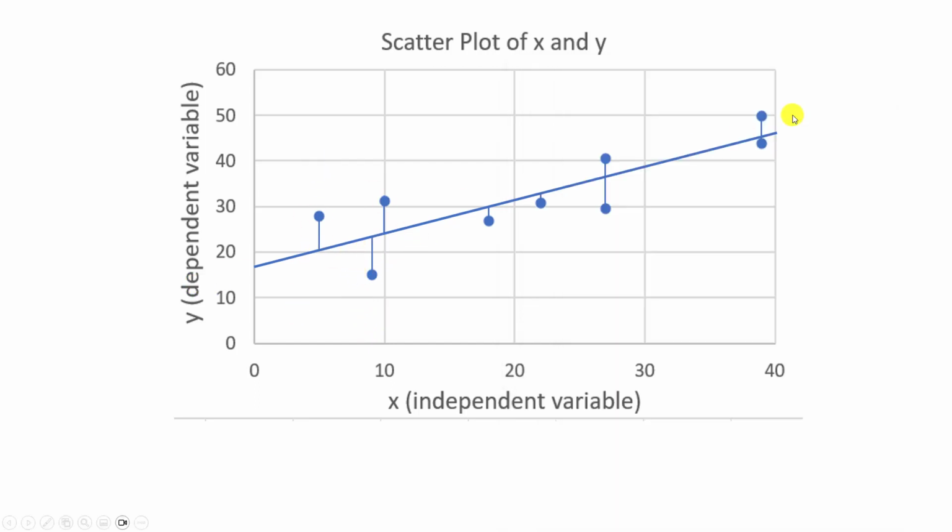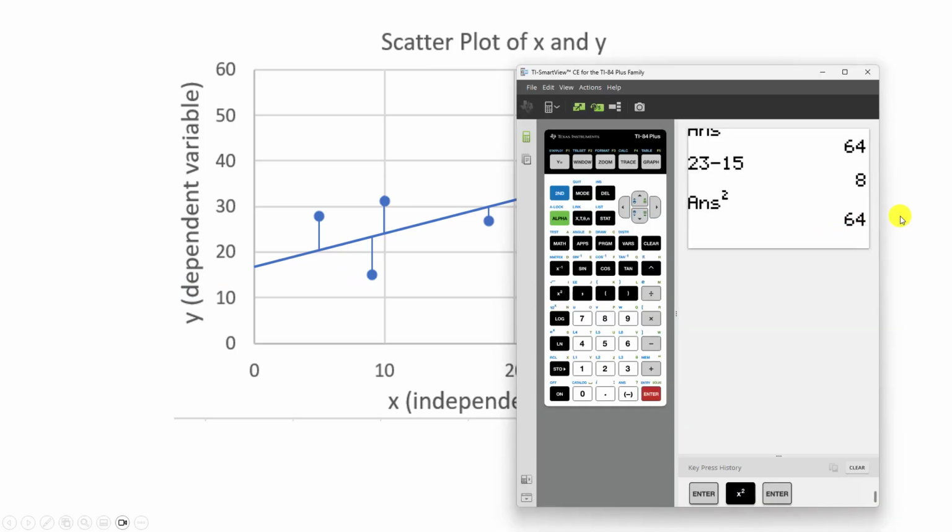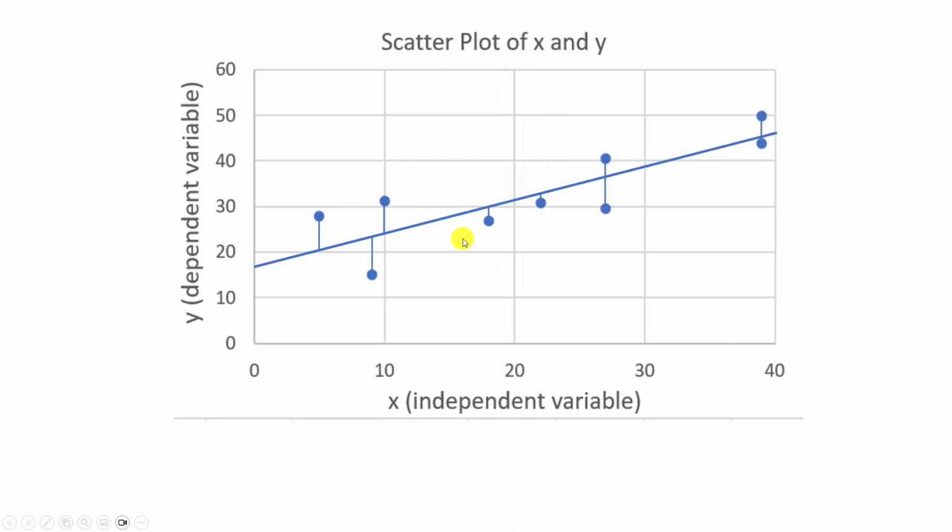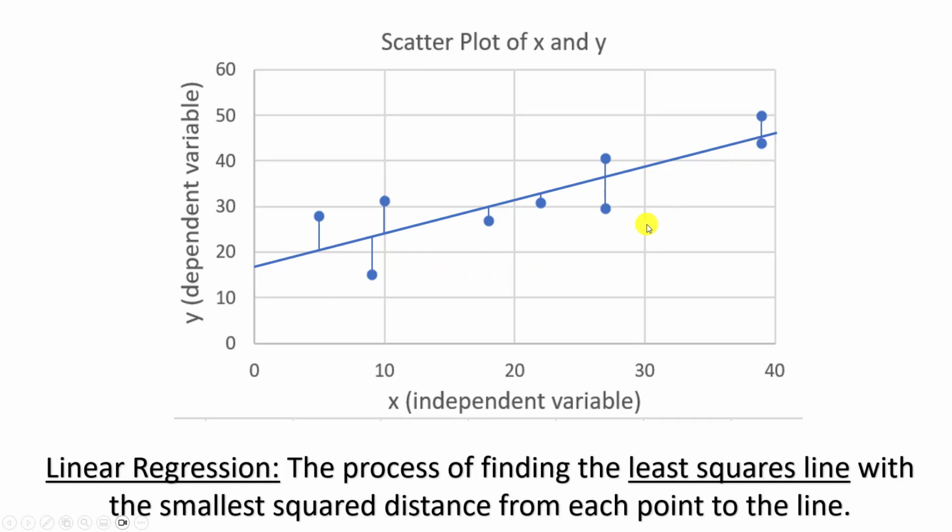And if this is the line of best fit, when I add up all those numbers, when I add up 64 and 64 and whatever all the other values are, if this is the line of best fit, then that number should be as small as it possibly can be. So that's what we mean when we say we are creating the line of best fit. It is the line that minimizes the squared distance from each point to the line. And this is what we call sometimes the least squares line. So here's the definition of linear regression. It is the process of finding the least squares line with the smallest squared distance from each point to the line on the scatter plot.